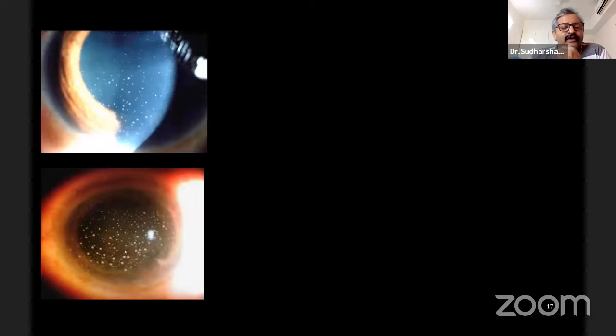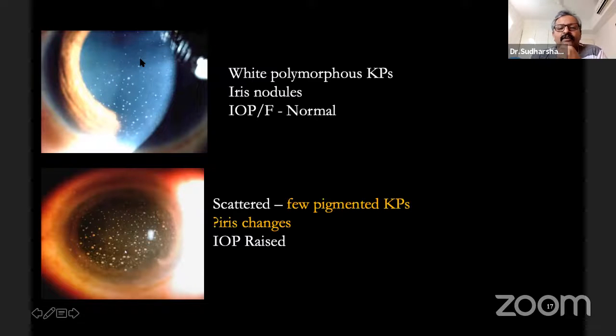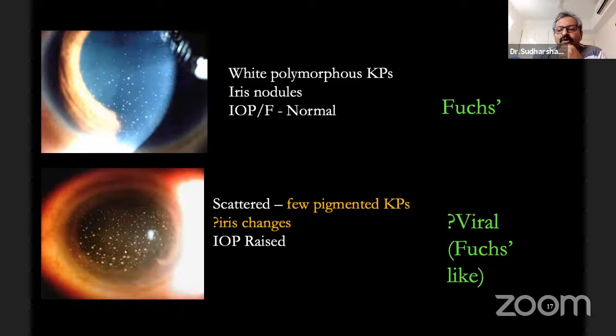These are Fuchs-like uveitis, but remember, it cannot necessarily always be Fuchs, because in Fuchs you can have white polymorphous KPs and iris nodules. But if you have pigmented KPs here and there, and if there are some iris changes, this is one patient who had raised IOP, then you're probably dealing with a Fuchs-like uveitis, which is usually seen in viral.